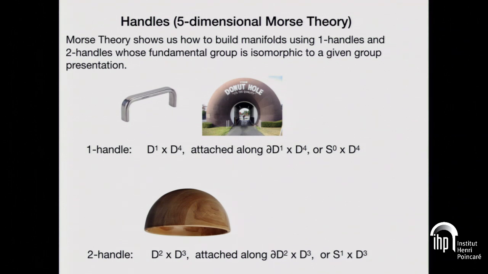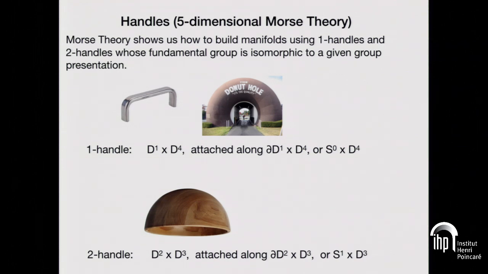So a one handle is a neighborhood of an interval. Here I'm going to be looking at five-dimensional manifolds. So a one handle for us will be an interval, the one disk, crossed with a four ball, the four disk. So it's a D1 cross D4. And I'm going to attach it to a four manifold that I've already started constructing by its boundary, which is a zero sphere cross D4. So it's just like that half a donut that you see there. That is a three-dimensional one handle. It's got an interval cross D2. And it's attached to the ground along an S0 cross D2. So we're just going to kick that up two dimensions.